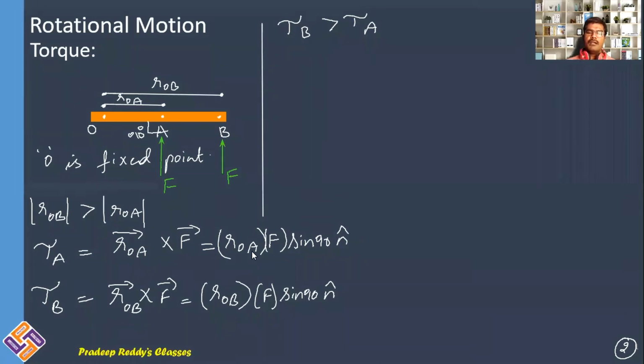Therefore, in order to rotate a body effectively and efficiently, you need to apply a force at a greater perpendicular distance from the axis of rotation. That is the reason why hinges are provided for the door at the corner, far from the fixed axis, to open and close the door.